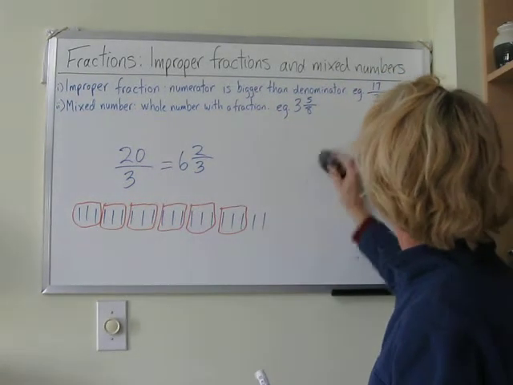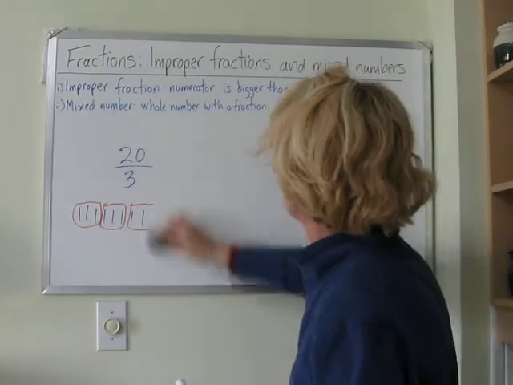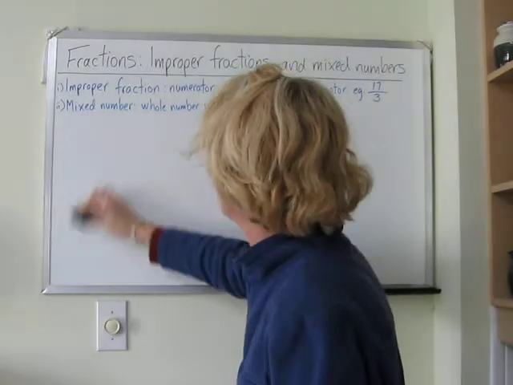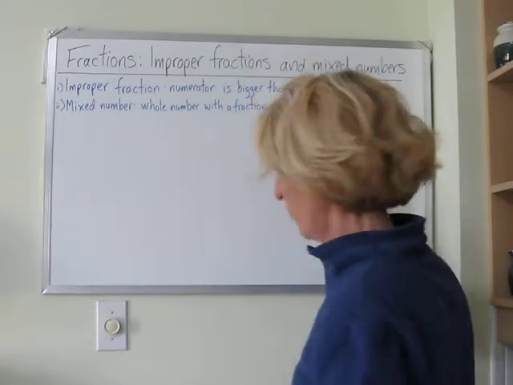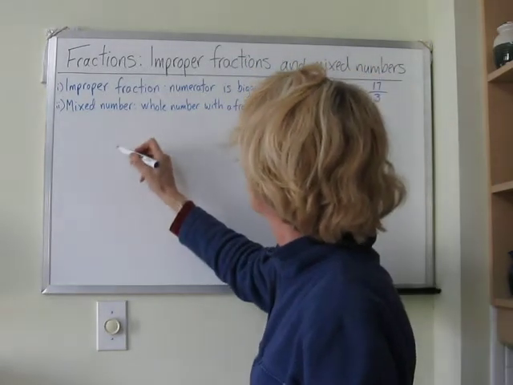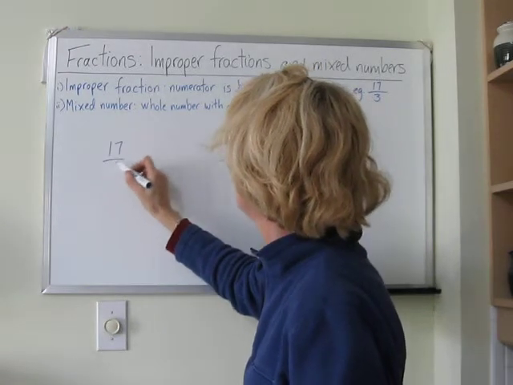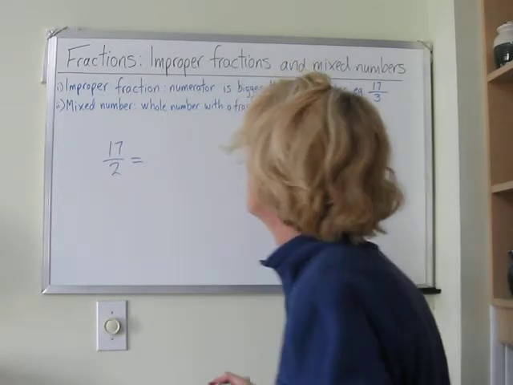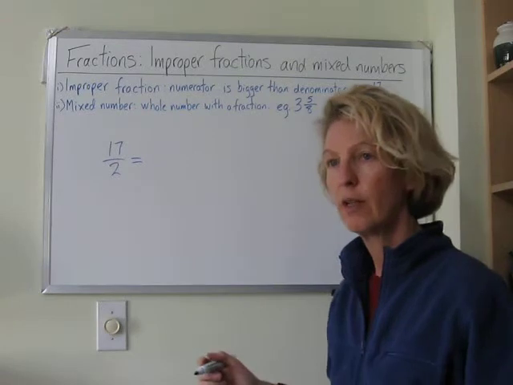Let's do one more example real quick, and then we'll go the other way. But you guys are really sharp doing the improper fractions. Okay, what if we have 17 over 2? We'll use sticks first? Sure.